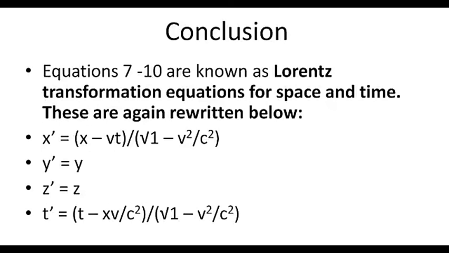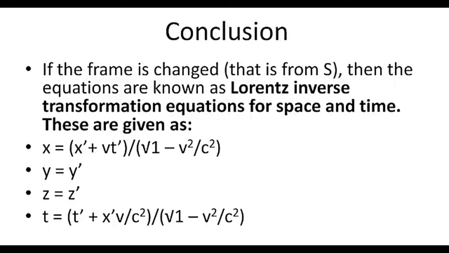Equations 7 to 10 are known as the Lorentz transformation equations for space and time. These are again written below. For frame S dash moving only along x: x dash equals x minus vt divided by root of 1 minus v squared by c squared, y dash equals y, z dash equals z, and t dash equals t minus xv by c squared divided by root of 1 minus v squared by c squared.